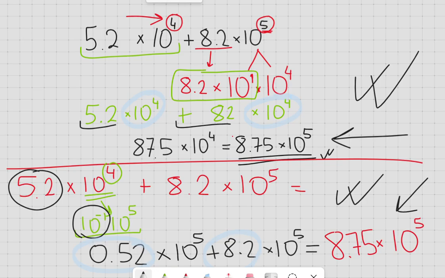Our next lesson is multiplying and dividing numbers in scientific notation. And with that, we will complete all questions in this topic.